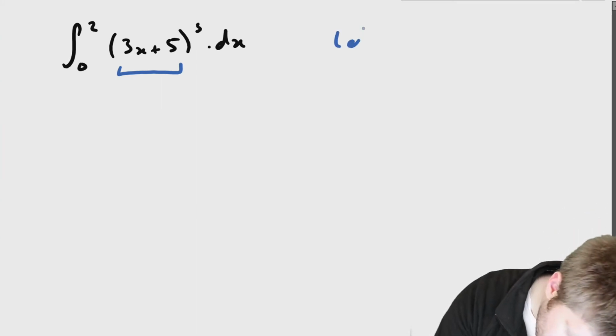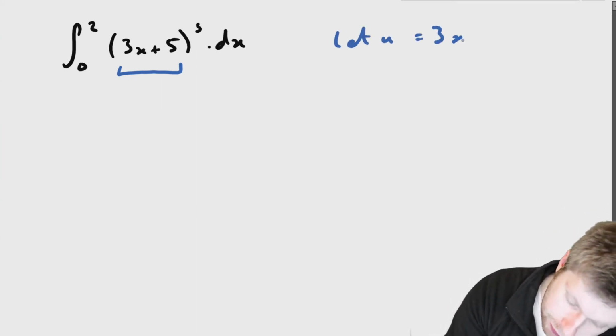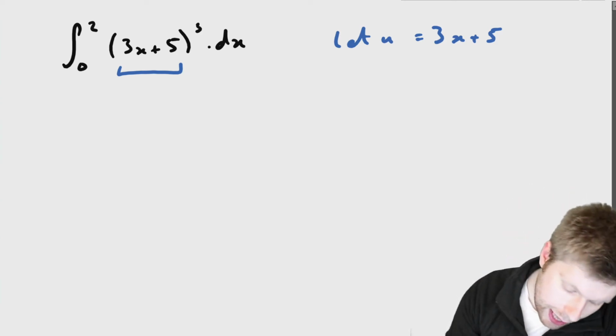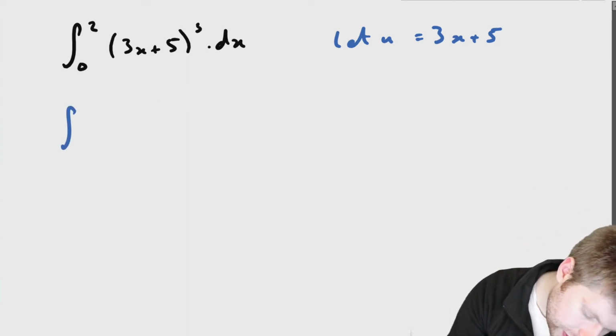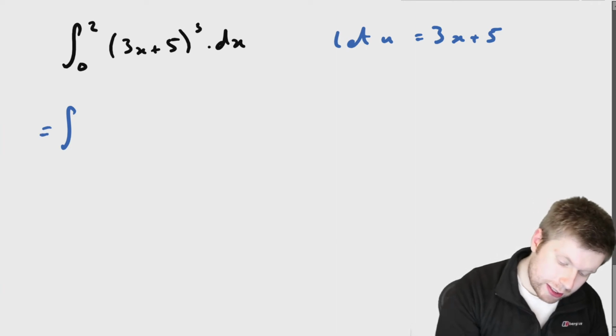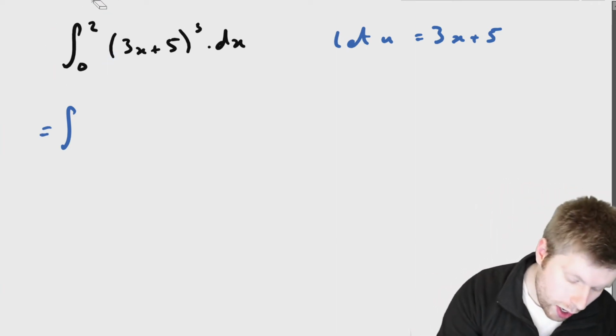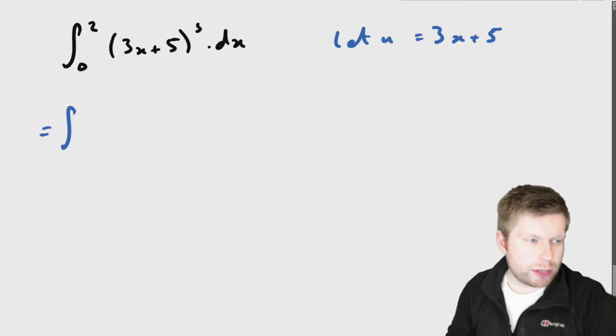So I'm going to let u equal my 3x plus 5. That's the bit giving me a bit of a headache. So I'm going to let u equal 3x plus 5. So therefore, in that case, my integral becomes, now in this case, I'm not actually going to consider my limits, okay? You can sort of convert your limits in terms of u, but in this case, I'm going to leave my limits off until the end, okay?